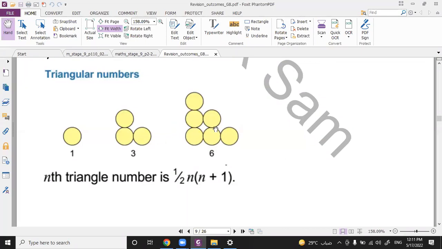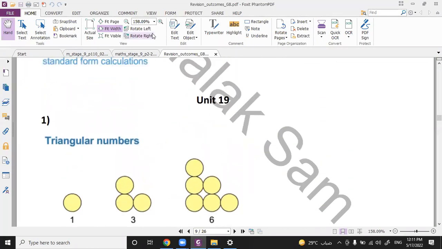What do you know about triangular numbers? Raise your hand if you know. Abdullah Ahmed, what do you know about triangular numbers? They're numbers of dots that I can draw a triangle with. When we stick them together like these circles, 1 is a triangular number, 3 is a triangular number, 6 is a triangular number.